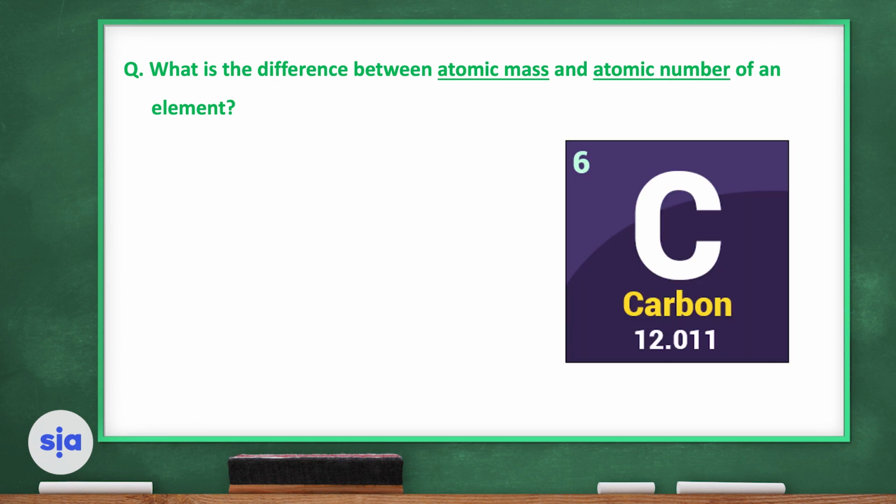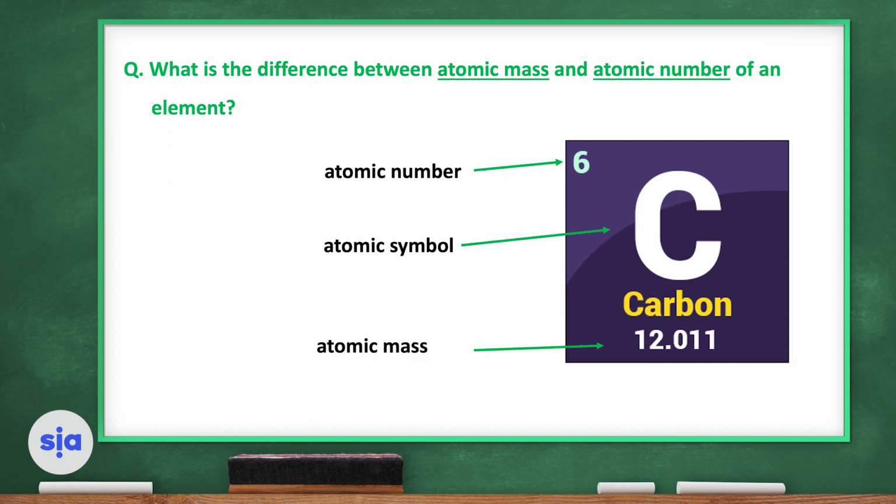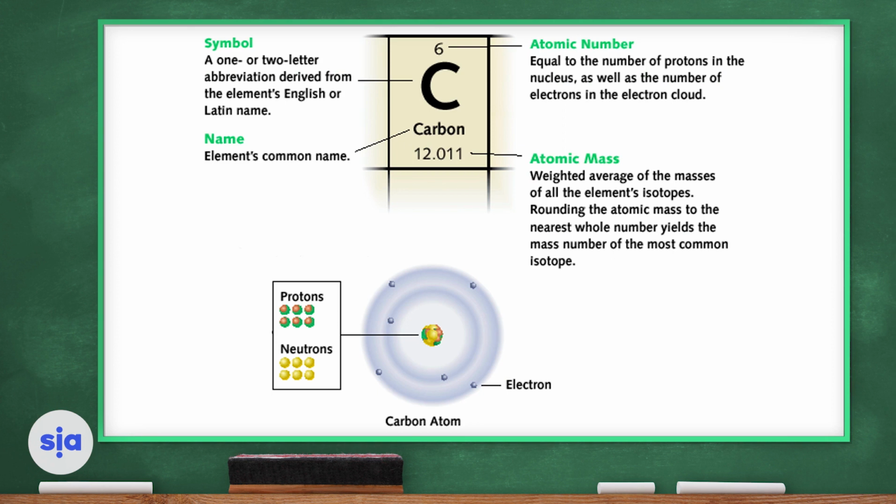Here we go. This is the element carbon. This number, 6, is the atomic number. C, capital C, is the atomic symbol. And the 12 is its atomic mass.